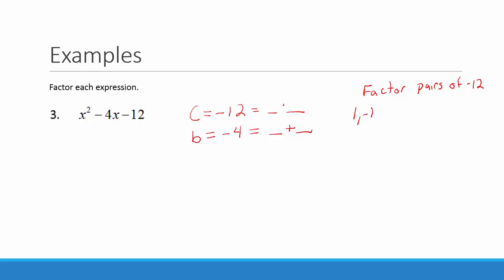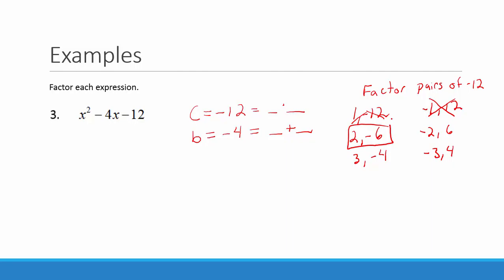1 times negative 12, and negative 1 and positive 12. 2 and negative 6, and negative 2 and 6. 3 and negative 4, and negative 3 and 4. All of these pairs multiply to give me negative 12. Now we need to find the pair that adds to give me negative 4. These won't work. 2 plus negative 6, yep, that one's going to work.